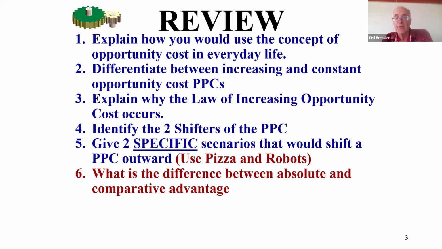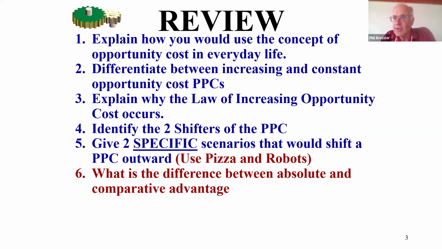I would say there are 4 shifters of the production possibilities curve. I just asked you for 2. One would be change in quantity or quality of resources. The second would be technology. The third would be change in human resources, usually training, like education, anything that makes people better. The fourth would be capital stock, which is the building up of factories, machines, and all of those. Those are the only 4 things that would shift the production possibilities curve.